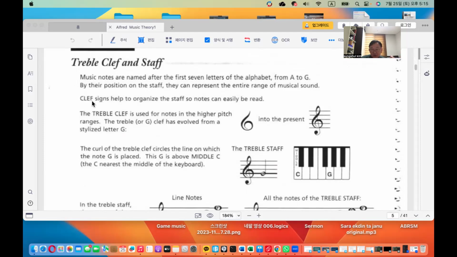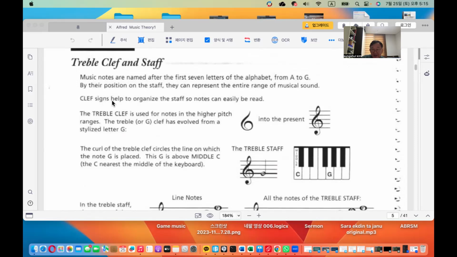So, which part of the piano keyboard is where the high sound comes out? Which part is where the low piano sound comes out? There's the key, the clef.